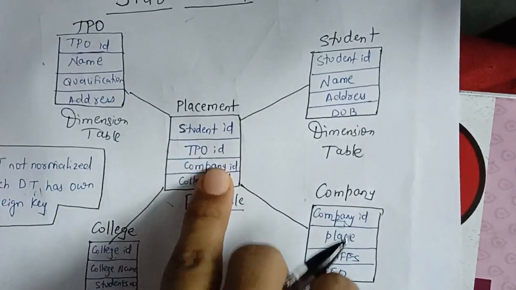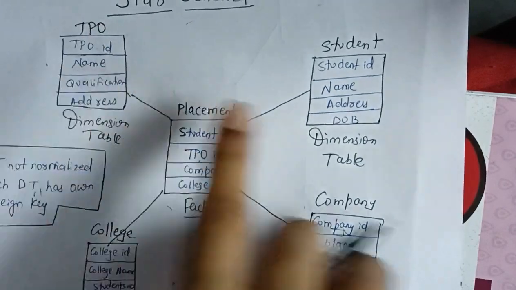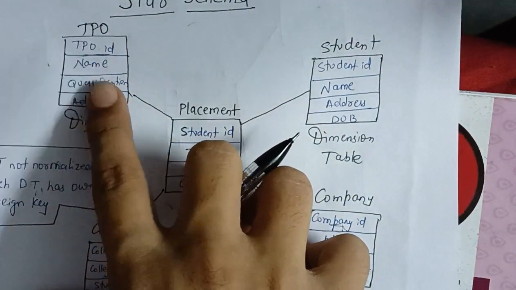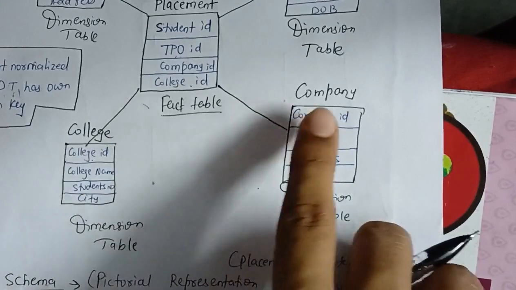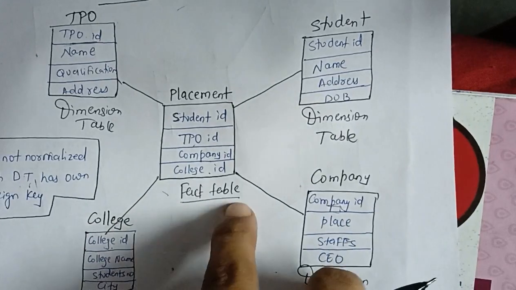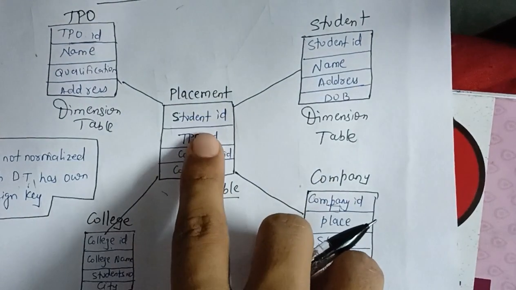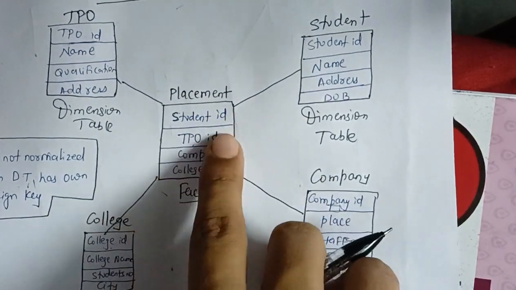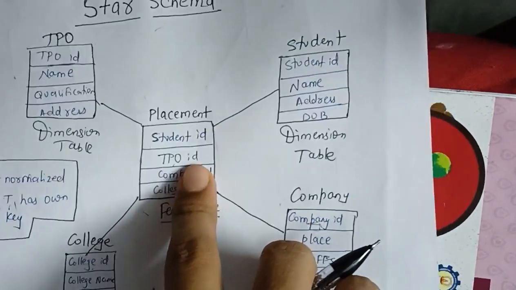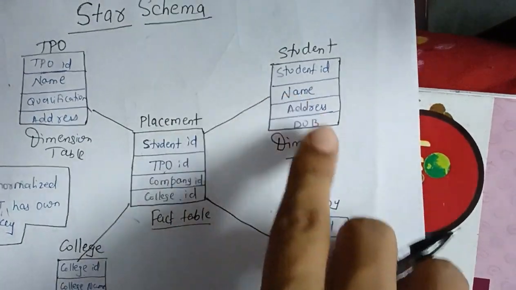First, we need to give the names of the dimension tables. Here I have given TPO, student, college and company, because we are drawing this for a placement system. Our main fact table is named placement. There are two kinds of tables: first the fact table, second the dimension tables. In the fact table, named placement, there are attributes like student ID, TPO ID, company ID and college ID. That is necessary for the placement. All 4 attributes should be foreign keys and should be connected to the dimension tables.